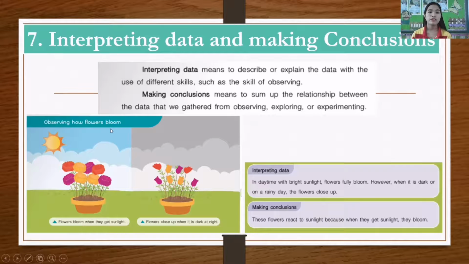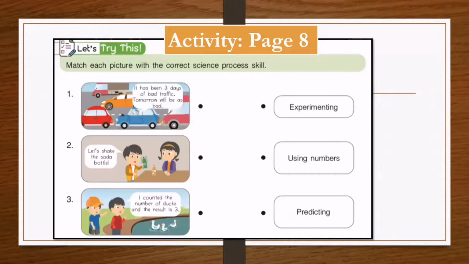So this is an example. Okay, observing how flowers bloom. So this is their conclusion. Flowers bloom when they get sunlight. Another one, flowers close up when it is dark at night. Okay, so this is your idea or your observation. Okay, so these are the process skills. Let's proceed to your activity.